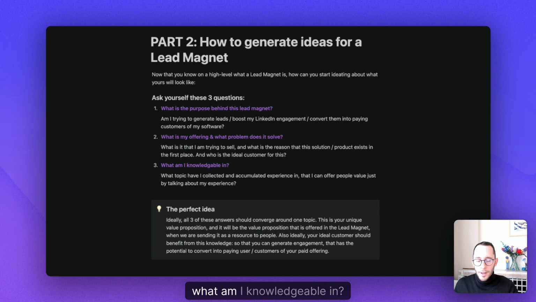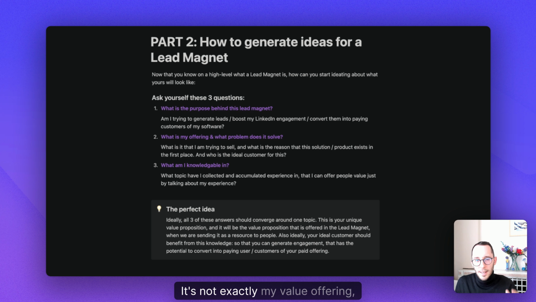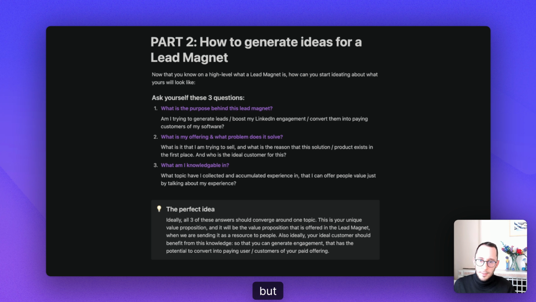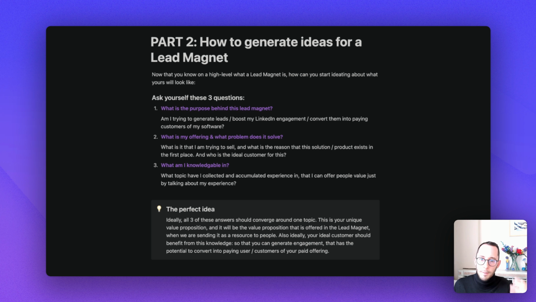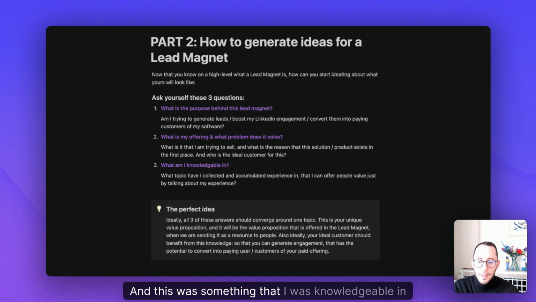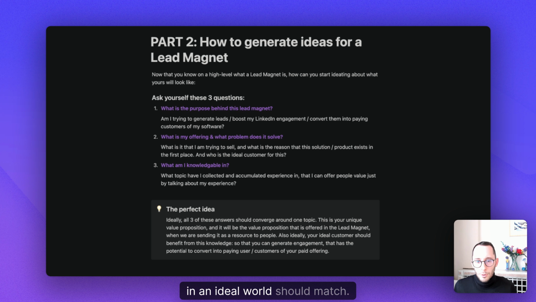And number 3, what am I knowledgeable in? Again, ideally, this should be your offering, what you're selling. But this could be other things as well. Recently, I launched a lead magnet on SEO optimization for search engines. It's not exactly my value offering, but it garnered a lot of attention because people are interested in growing their SEO and organic search traffic. This was something I was knowledgeable in from previous projects and jobs, and it got a lot of engagement. So in a nutshell, all three of these in an ideal world should match.